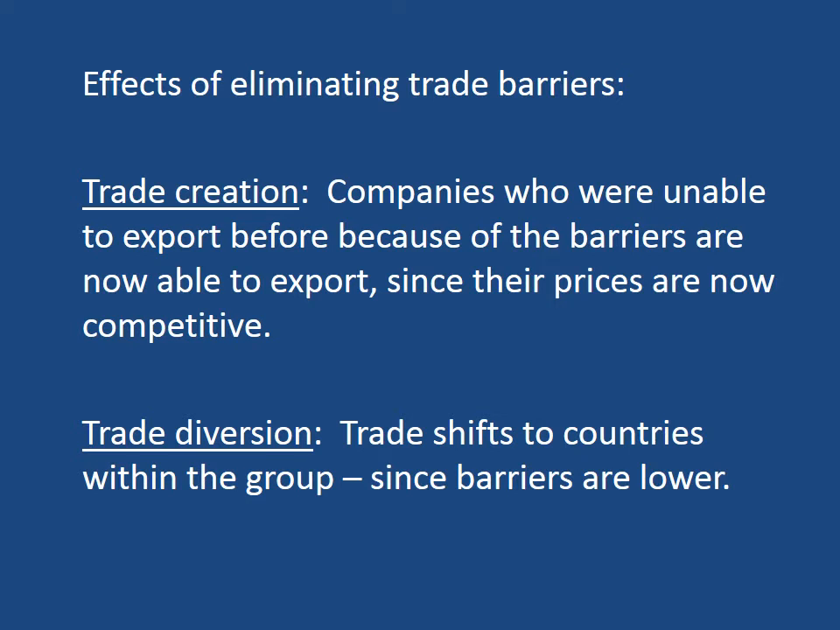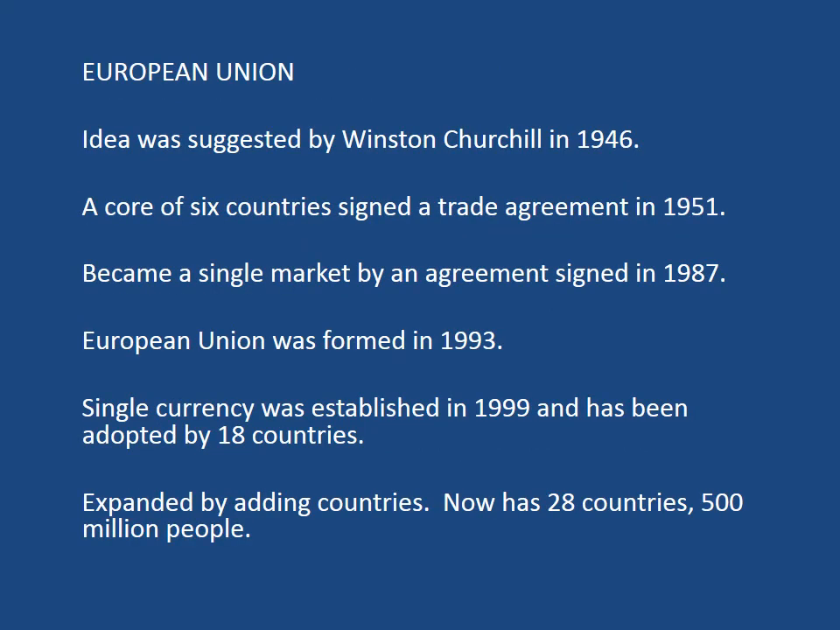Two main effects of eliminating trade barriers are trade creation: companies that were unable to export before because of the barriers are now able to export, since their prices are now competitive. And trade diversion: trade shifts to countries within the group, since barriers to trade are lower.